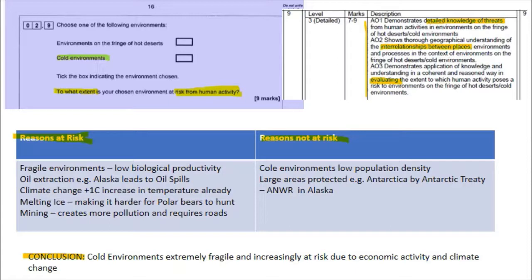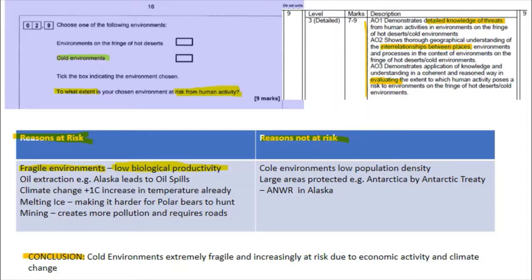If we're talking about cold environments, the reason that they're at risk, perhaps more than anything else, is they're just incredibly fragile. If you take something like Antarctica, where hardly anything grows, the mosses and the lichens grow a millimetre a year maybe. So they've got what we call low biological productivity. What that means is that the damage you do could take hundreds, maybe even thousands of years to be repaired. So that'd be my starting point, that they're incredibly fragile.